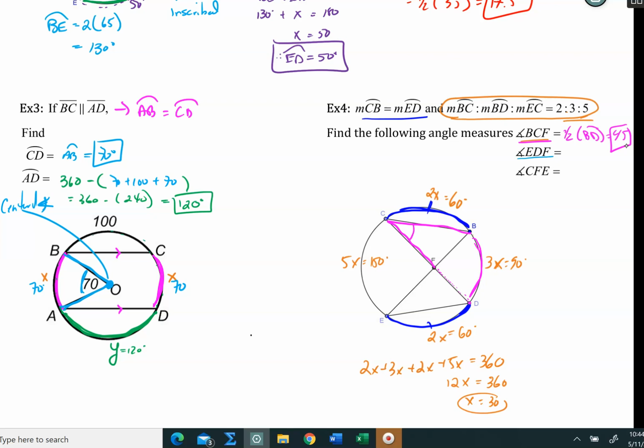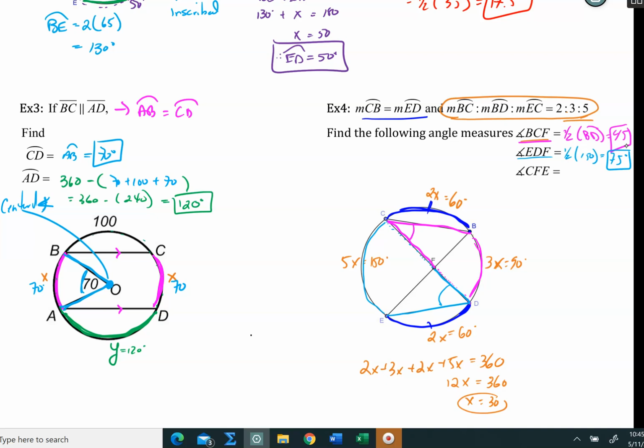Next one, I've got EDF. So again, trace E to D to F. Again, if I extend that, it goes to C. So I notice that this is also an inscribed angle, inscribed to this intercepted arc over here. So this is going to be 1/2 of 150. What's that going to be? That's 75 degrees for that angle.